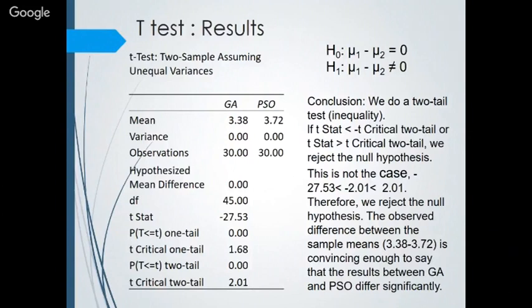And our two-tail critical value is 2.01. So the critical t value range is minus 2.01 to plus 2.01, as this is a two-tail test. In between is our acceptance region. So therefore, we reject the null hypothesis.